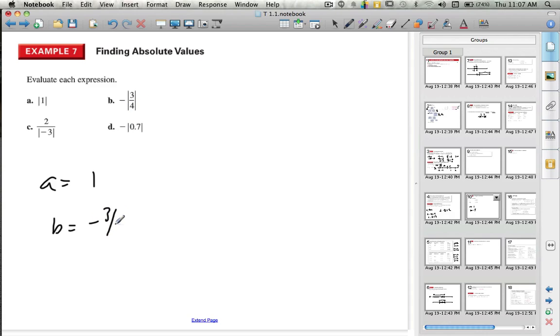will be the opposite of 3/4. When you talk about c, it's going to be 2 over the absolute value of negative 3. That becomes 2/3. And D, again, much like B, I'm going to take the absolute value first, which is 0.7, and I'm going to take the opposite of that, which is negative 0.7. So just because there's an absolute value doesn't necessarily mean the result ends up being positive. It depends on how order of operations plays out in your expression.